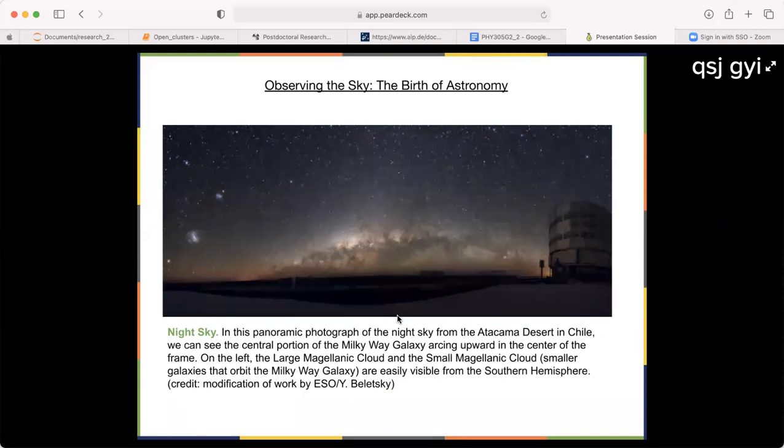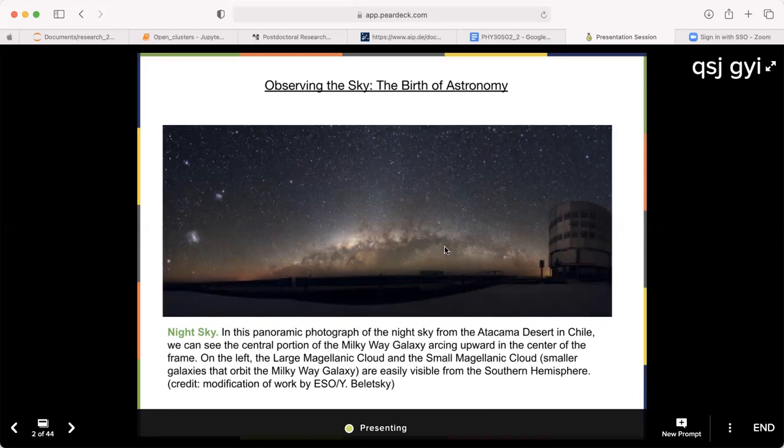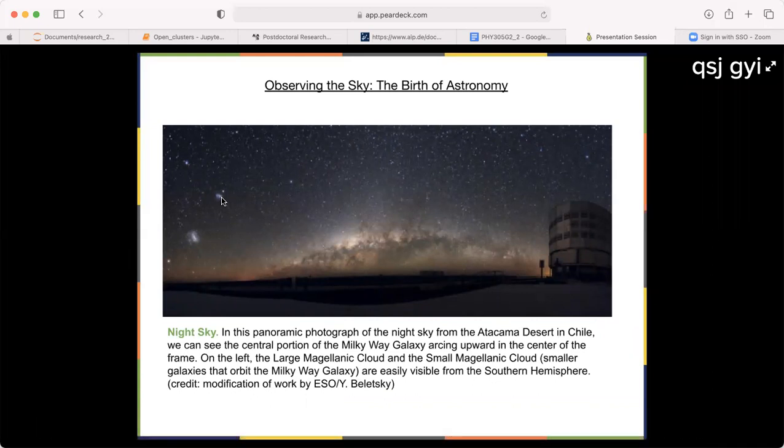Now, to start with, if you go outside and look at the sky, usually you should see an image like this. This is how the night sky looks in the Atacama Desert in Chile, which is in the southern hemisphere. We are in the northern hemisphere, but this particular image is taken from the southern hemisphere. What you can see here is the band of the Milky Way, and towards the left-hand side you can see these two small objects, which are the Large Magellanic Cloud and the Small Magellanic Cloud, two other galaxies that are visible from the southern hemisphere.